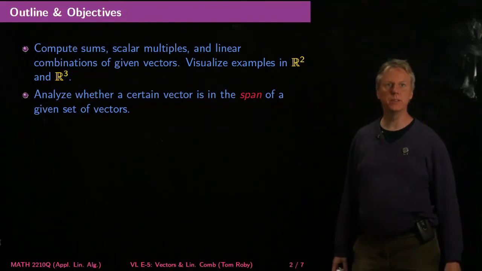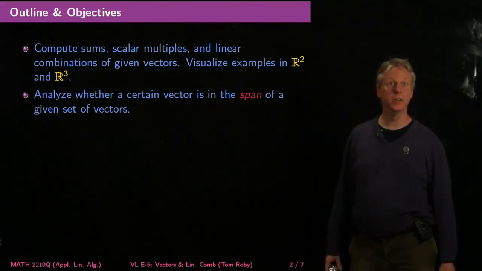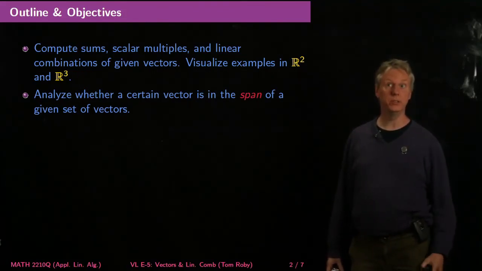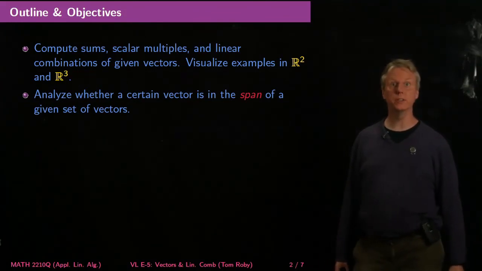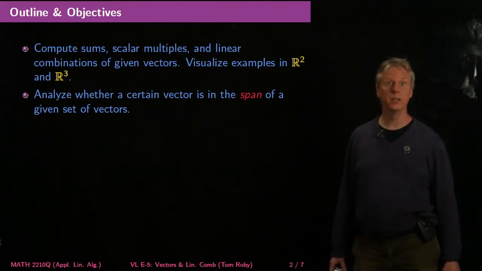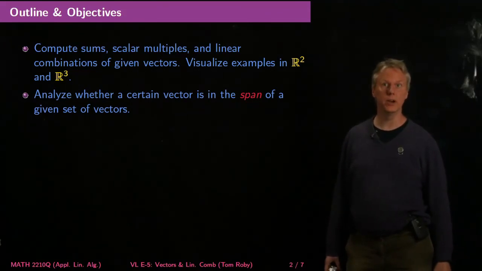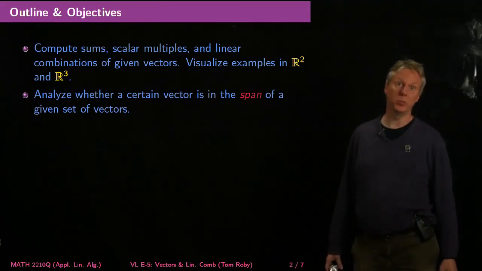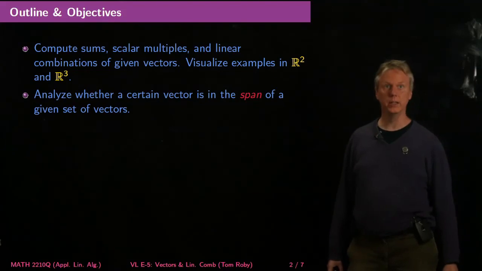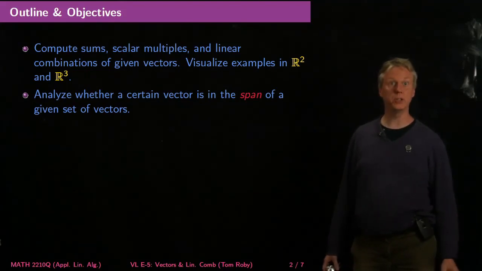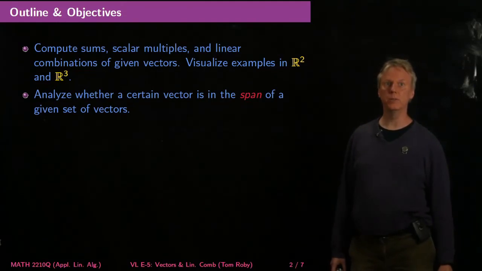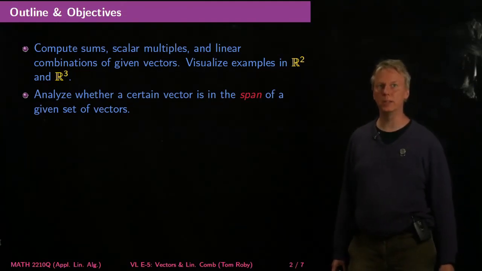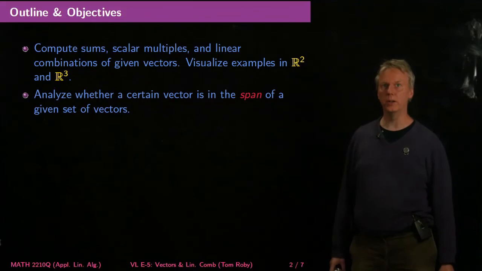So the objectives of this video lecture are to understand how to do basically arithmetic operations with vectors and to visualize what their geometrical meaning is in R2 and R3, the dimensions we can visualize easily. In many situations in linear algebra, we want to work in higher dimensions, but understanding the dimensions that we can visualize is a very good first step to helping us figure out what's going on.